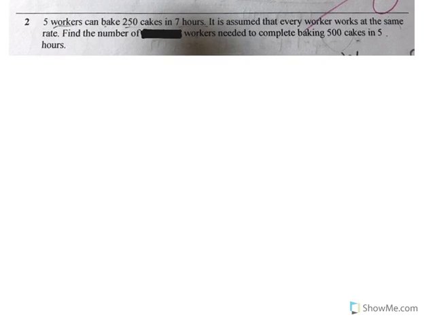Alright, this is a question which has both direct and inverse proportion in it. So we read the question. We have 5 workers who can bake 250 cakes in 7 hours. Just by reading the first statement, you would realize that you have 3 variables: the workers, the cakes, and the time. So based on this question, you have 5 workers, 250 cakes, and 7 hours.